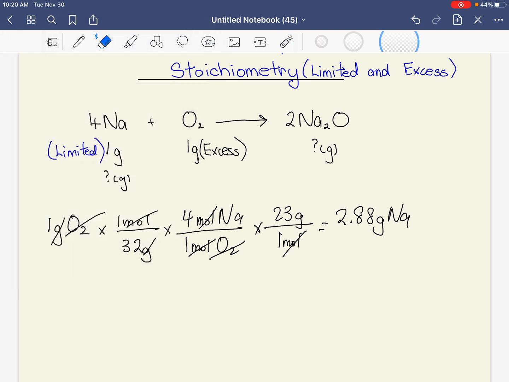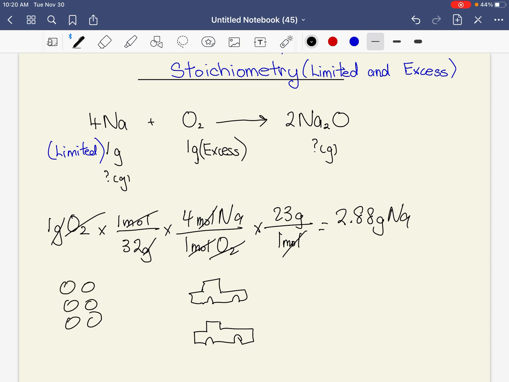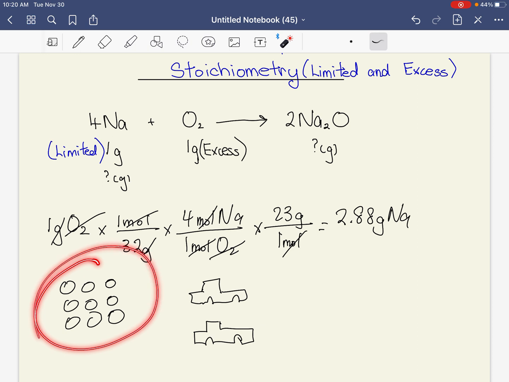It's the same thing as saying you have a car. Okay, let's say you have 2 frames. That's an ugly car. You have 2 frames, and you have, I don't know, 9 wheels. Which is the determining factor of how many cars you're going to get? You're not going to determine the amount of cars using the one that has too many wheels, right? You're going to make 2 cars.